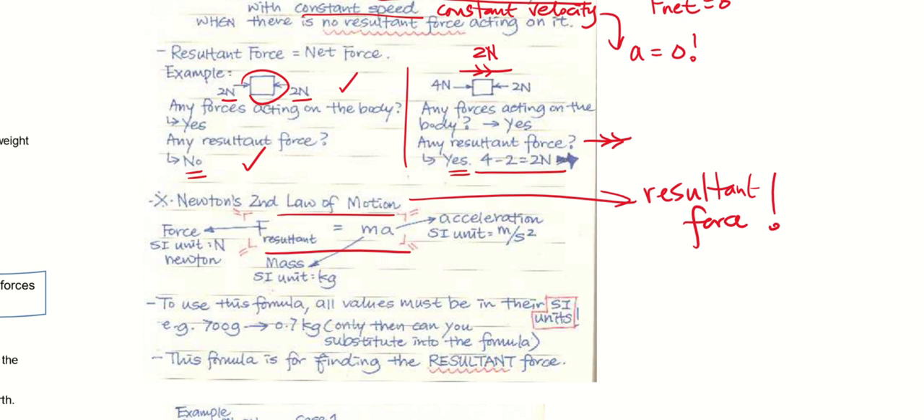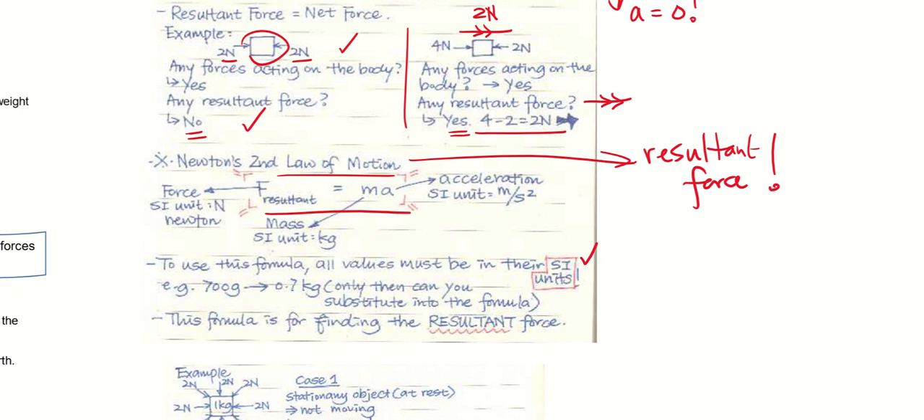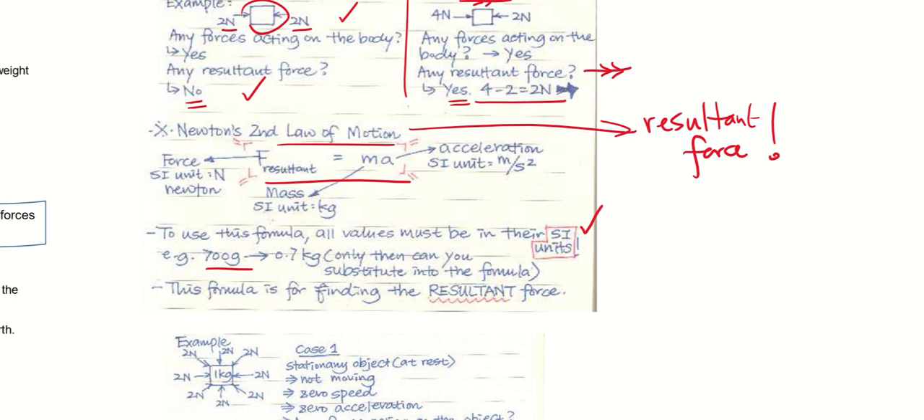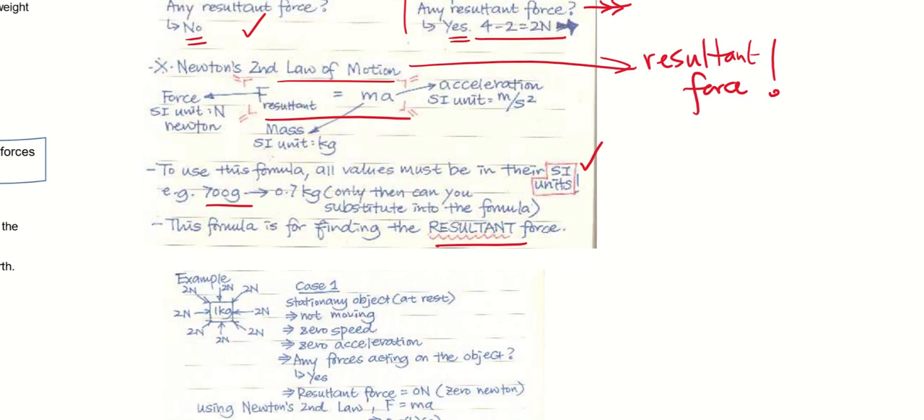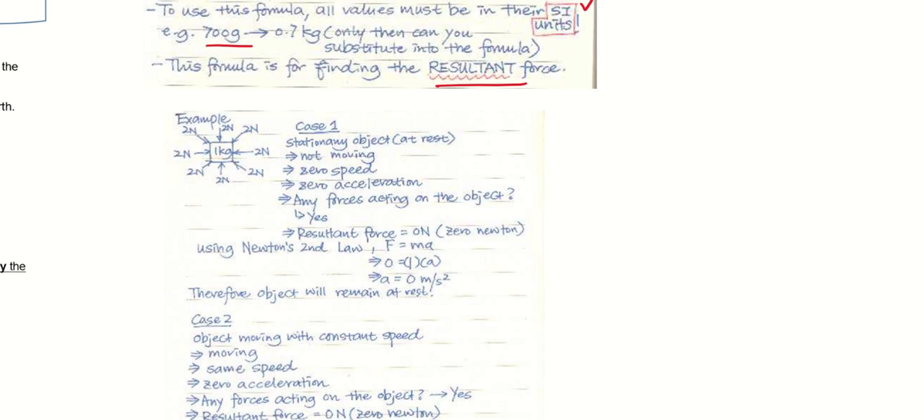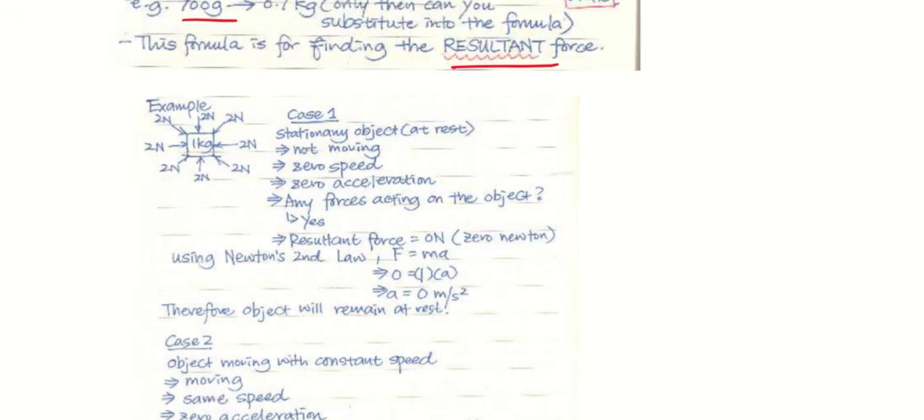Take note, all this must be in SI units. For example, as I told you in class already, 700 grams will become 0.7 kg. Only then can you substitute into the formula. This formula is for finding the resultant force and not for finding any other forces. It's just to find the resultant force. Let's look at some examples here. In this case one, we have a stationary object.